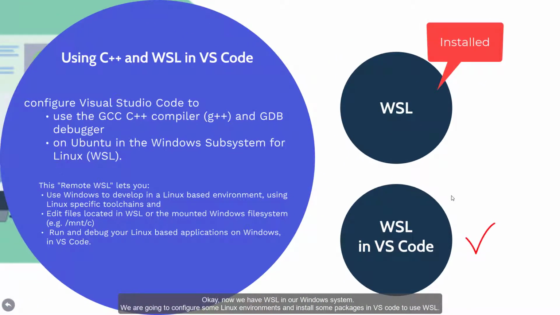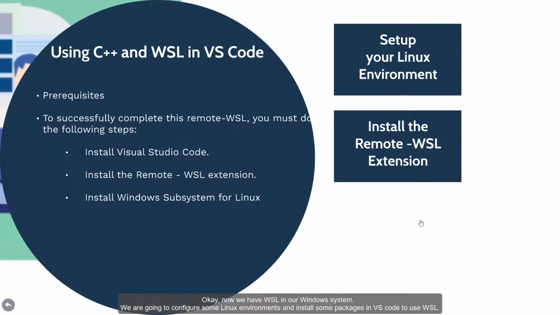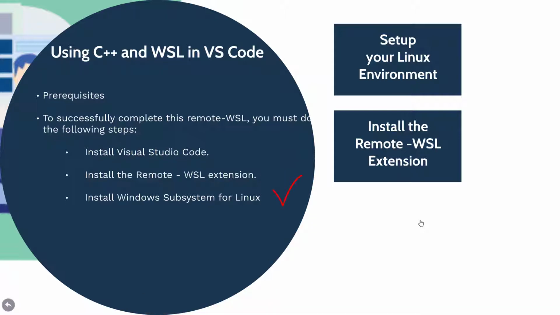We're gonna configure some Linux environments and install some packages in VS Code to use the WSL. Here are the prerequisites to use WSL in VS Code. We need to install VS Code, the Remote WSL extension package in VS Code, and WSL. We already installed VS Code and WSL, hence we have to install only the WSL extension package.